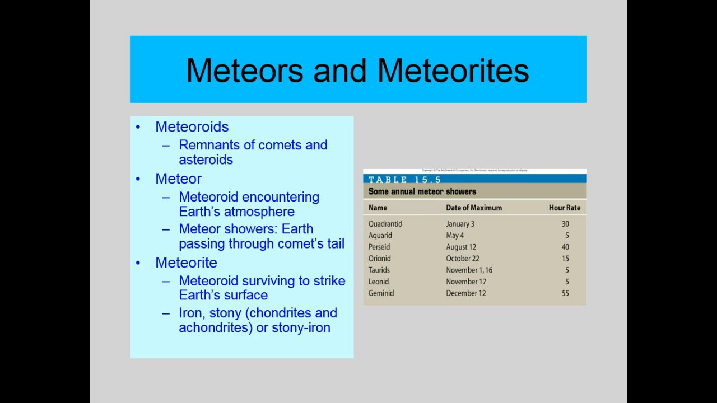Now, here are some of these meteor showers. And we just missed one of the bigger ones. January 3rd was the Quadrantid, which had about a meteor every 2 minutes, 30 meteors an hour. The next one coming up is in Aquarius. It's called Aquarid, and that's May 4th. That'll be after this class is over with. That's only one every 12 minutes.